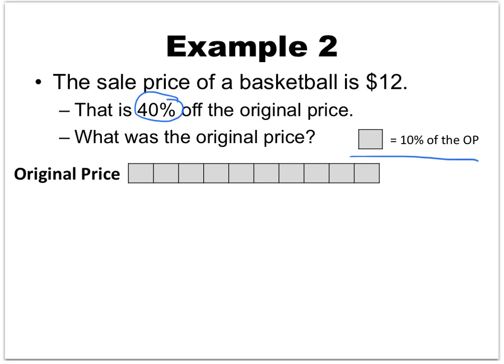So this is the original price, but we're told something about the sale price. Sale price is $12, and that's 40% off the original. So if we X out 4 of these boxes here, what's left, these 6 groups, is going to be the sale price. So our sale price equals $12.